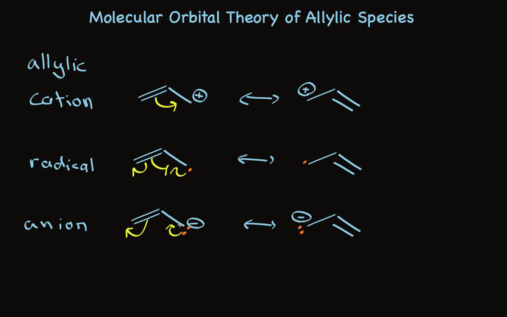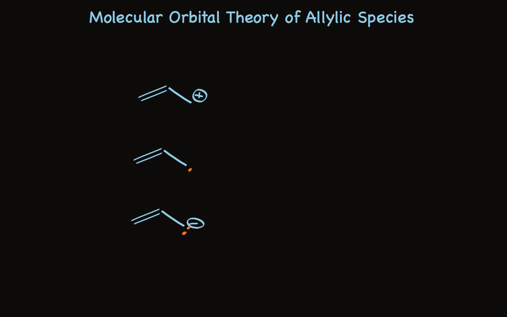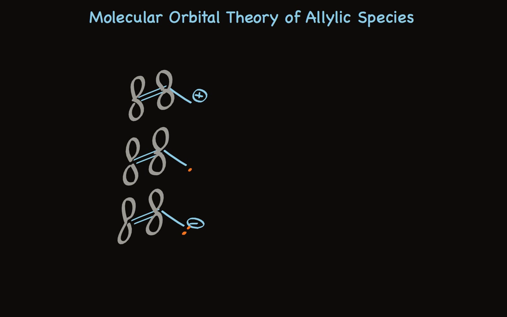Take a look. For starters, we need to know that each of these species has a p orbital on each of the 3 carbons that all can line up and overlap with each other. So the pi bond has 2 p orbitals, 1 on each carbon, and that end carbon has a p orbital also. These guys can all overlap with each other.